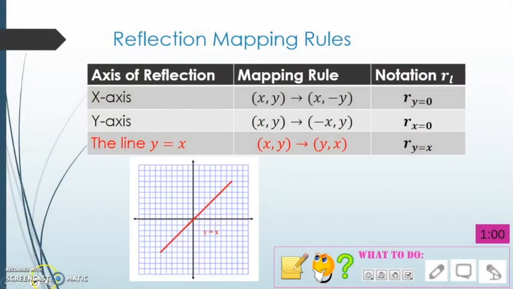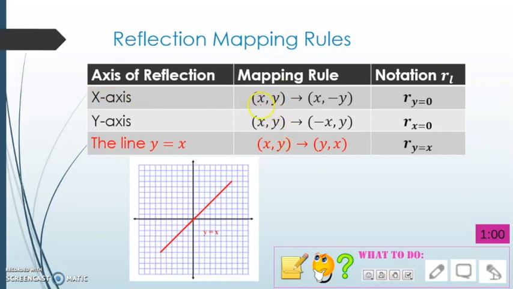So our first rule is going to be reflection. Remember that the only thing we needed to know for reflections was what we are reflecting over. Here are the 3 most common lines that we can reflect over, but they are certainly not the only ones. And here are the mapping rules for each of those three.